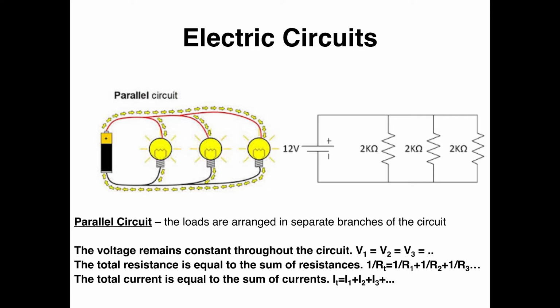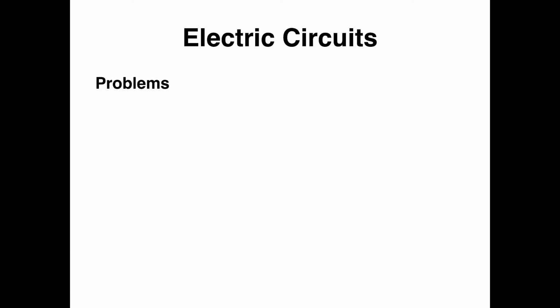Again, Ohm's law works at each site. So let's take a look at a couple of problems now. We'll finish up looking at a couple of problems related to series and parallel circuits. So here is a series circuit, a 9-volt battery with 3 resistances in series of each of the following values.